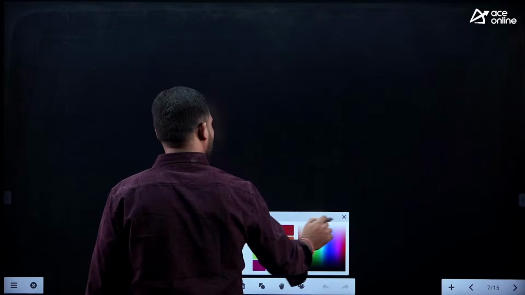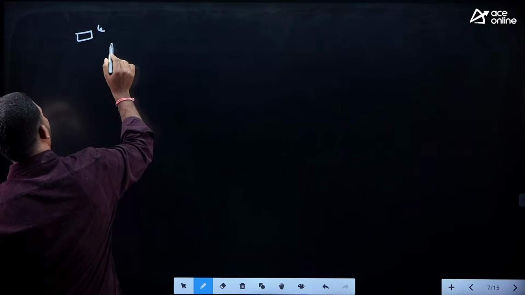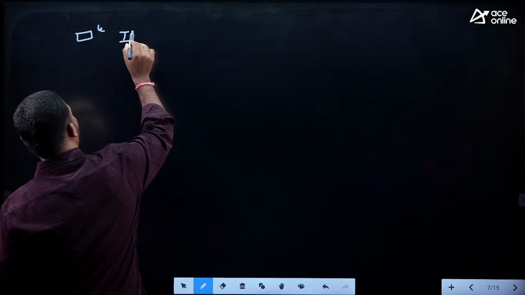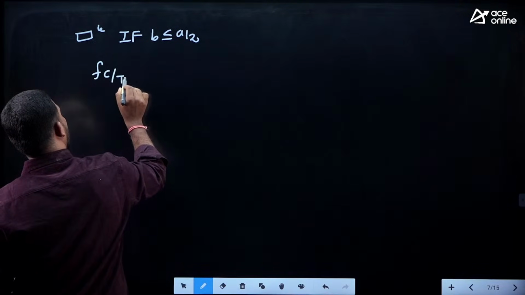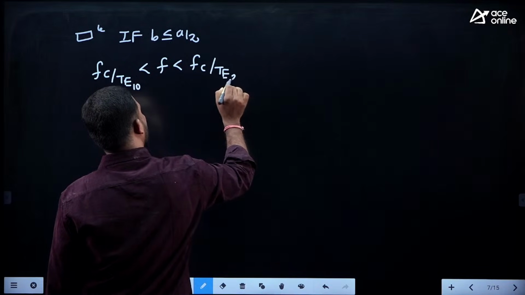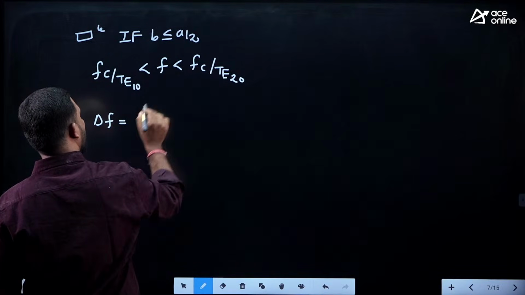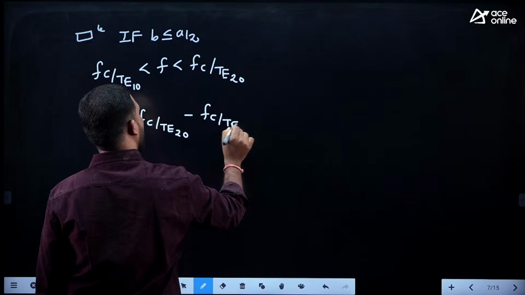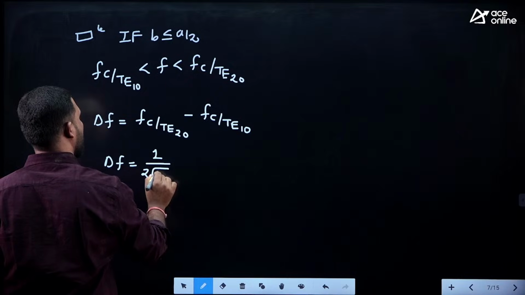What is the dominant region in the rectangular waveguide? The range of frequencies from the first mode to the next. Suppose b is less than or equal to a by 2. So fc TE10 is less than f, which is less than fc TE20. What is the dominant region width? Delta f is equal to fc TE20 minus fc TE10. If you subtract these two, delta f is equal to 1 divided by 2 square root of mu epsilon.